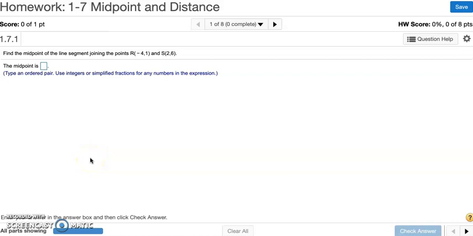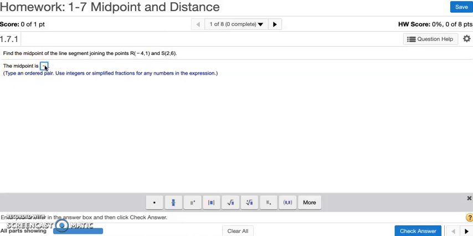1, 7. Midpoint and distance. Find the midpoint of the line segment joining the points R and S. Now to find the midpoint, all you gotta do is add up the 2 x coordinates and divide by 2, and then add up the 2 y coordinates and divide by 2. So we have -4 plus 2, which will be -2, divided by 2, which is -1.